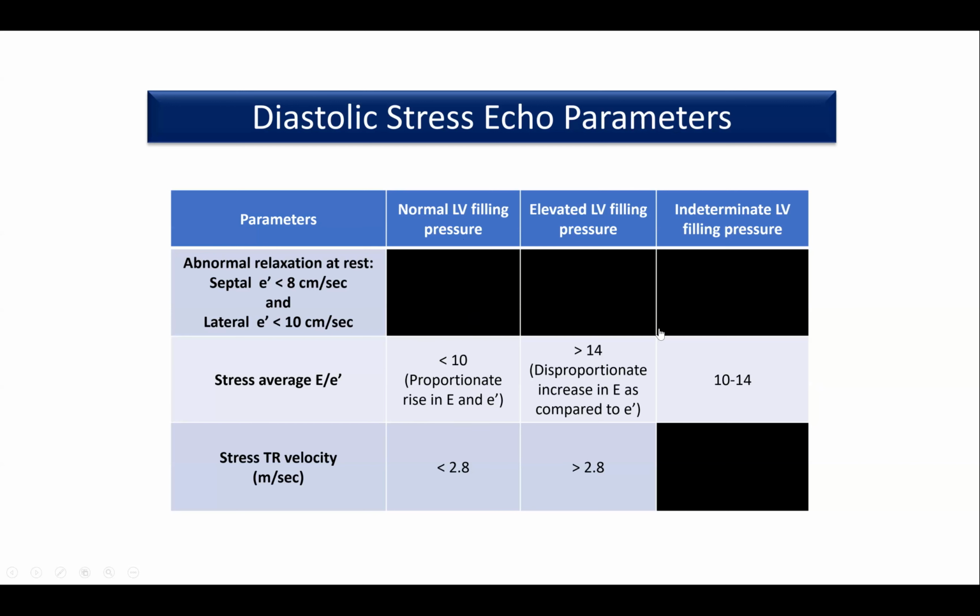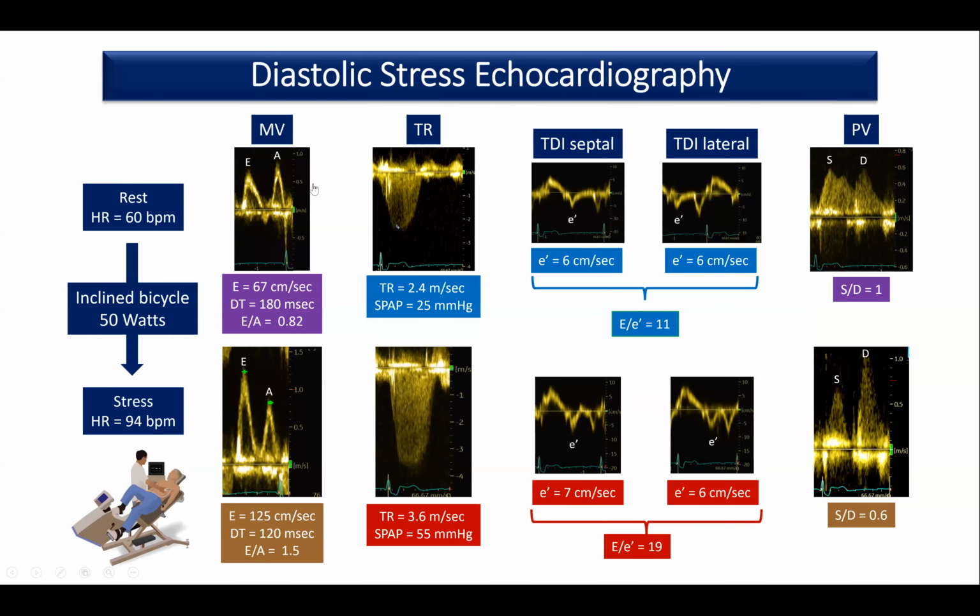In a patient with HFpEF and increased filling pressure with exercise, the E to E prime ratio goes above 14. Between 10 and 14, the E to E prime ratio is indeterminate. And the TR velocity is the same: it's less than 2.8 with exercise in a normal patient, and typically more than 3 meters per second in a patient with HFpEF. So let's look at what happened to our patient.